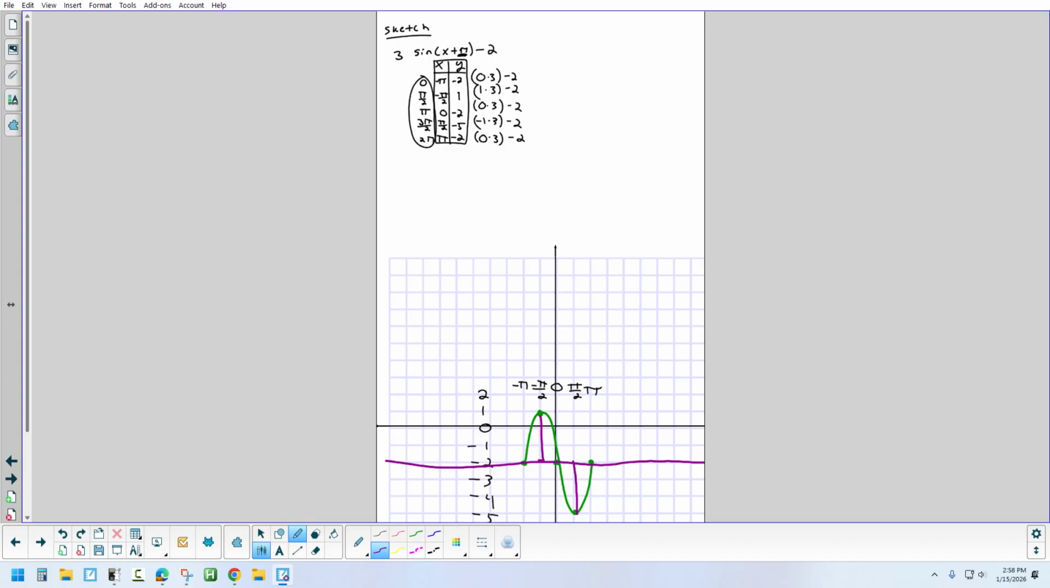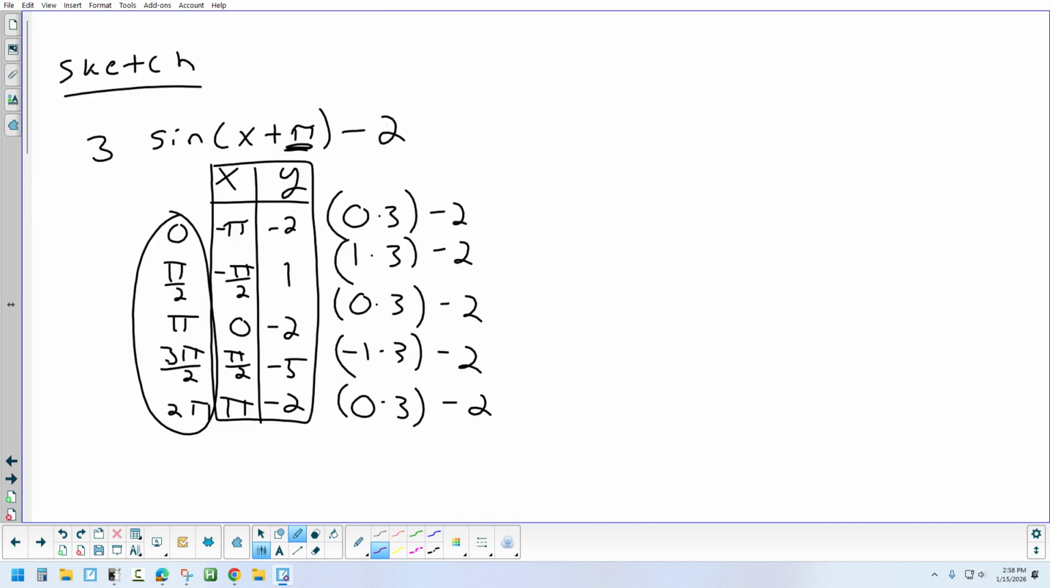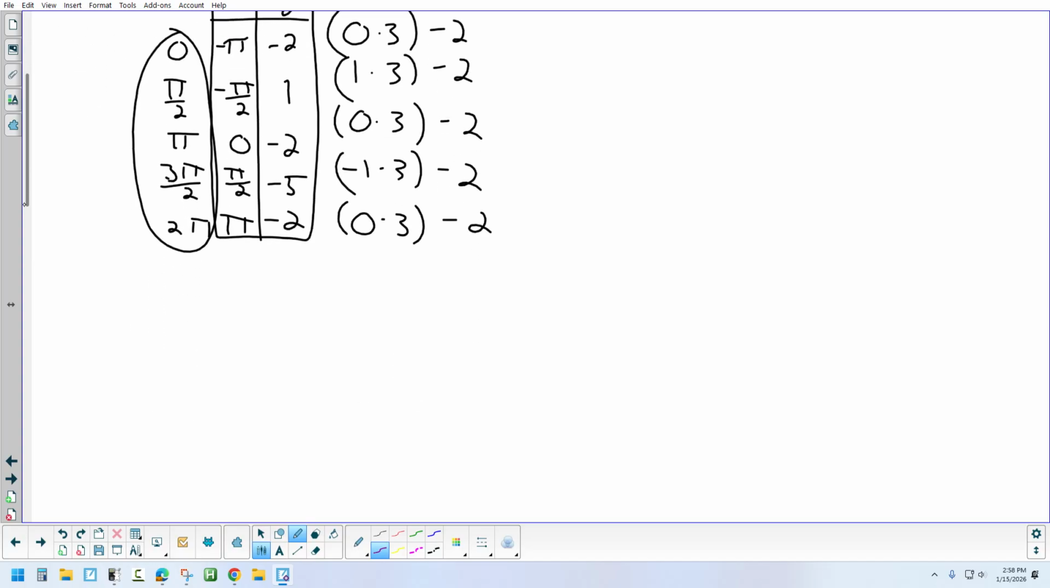What's the formula you use to find the period? Oh, 2 pi over b. Right. For a sine or a cosine, it's 2 pi over b. And what's the b value in this case? It's just 1. There's only a 1 in front of the x. So the period would be 2 pi. Yep.